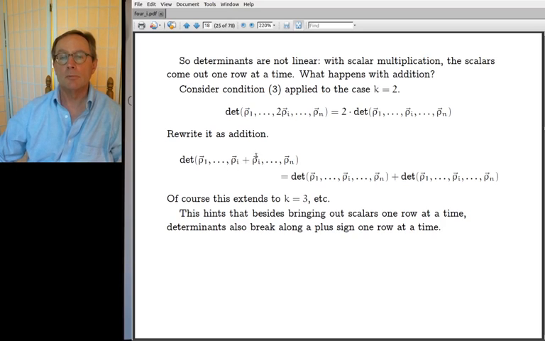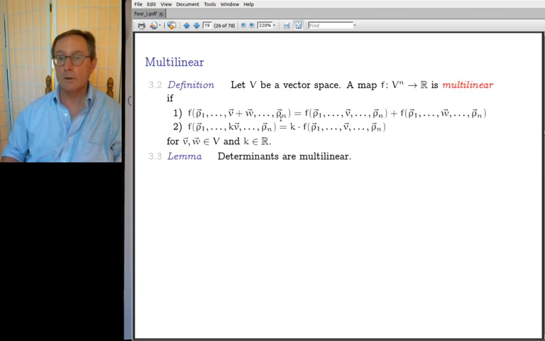I wrote 2 rho i as rho i plus rho i, and then I got 2 times the determinant over here by writing the determinant with a rho i and the determinant with a rho i. So this suggests that the determinant is breaking one row at a time for pluses as well as for scalar multiples. Now this doesn't prove, but it strongly suggests. And in fact, it's true.